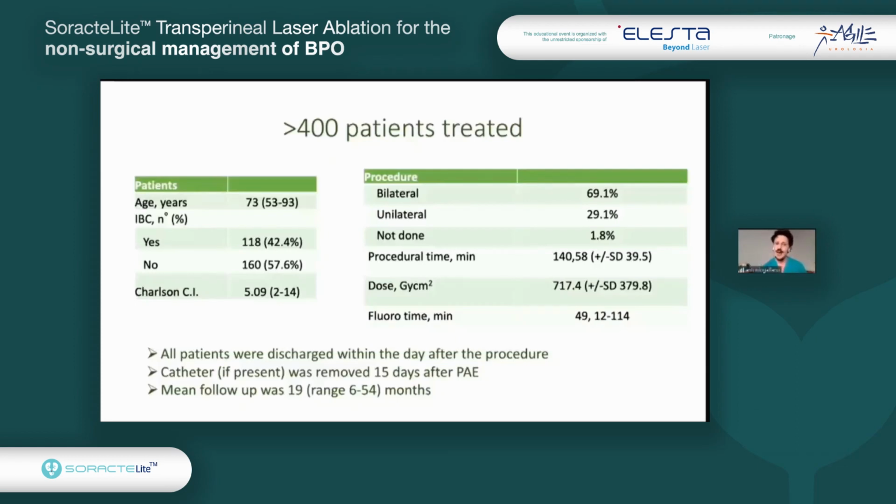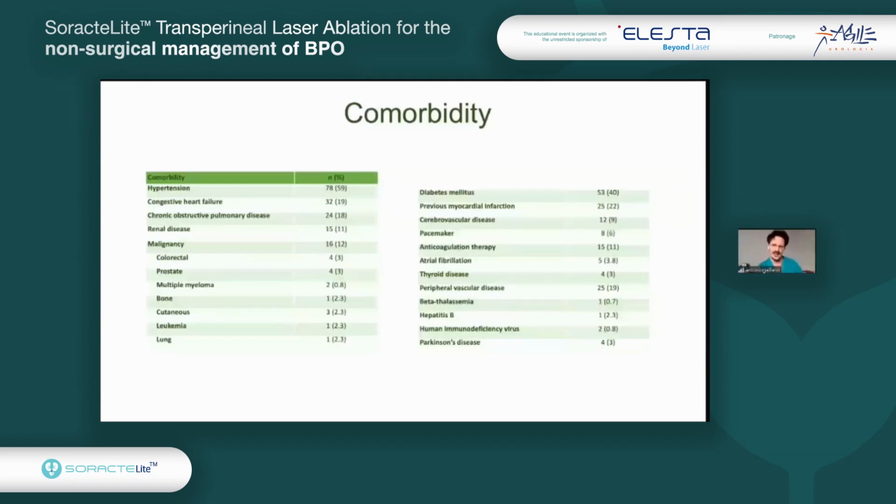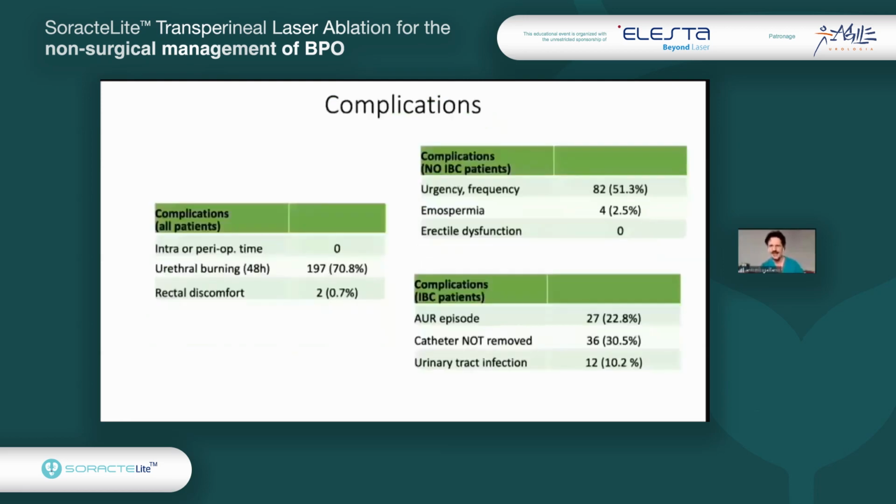Okay, but still there are 40% of these patients that had a catheter, that were referred to us because they had a catheter and wanted to be operated, but we did not have room in our operatory room to operate them. And so we confirmed that mostly there were patients with lots of comorbidities, so you can see from this slide.